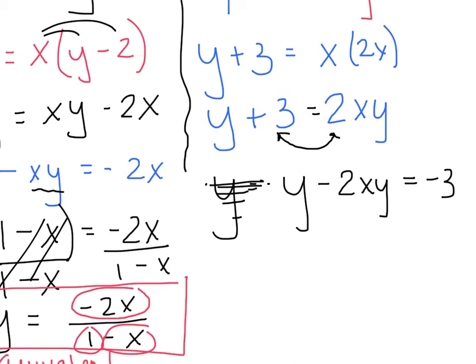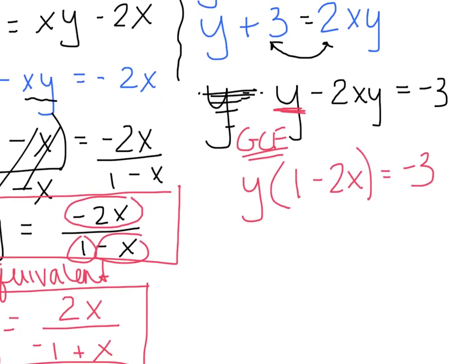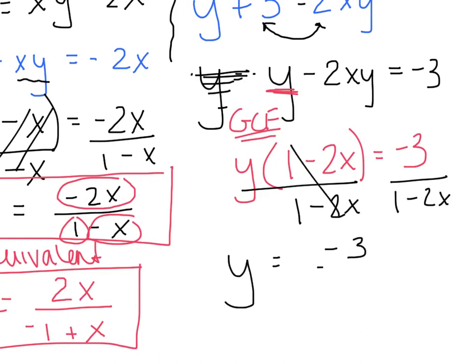Then I'm going to factor our favorite GCF, factoring out a y, and I'm left with, this doesn't disappear, I get a 1 minus 2x equals negative 3. And then to solve for y, I'm just going to divide both sides by 1 minus 2x. And I get y equals negative 3 all over 1 minus 2x.